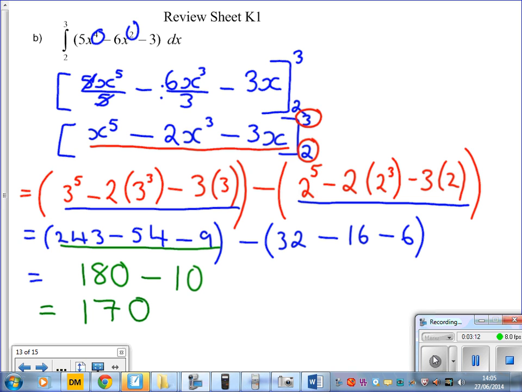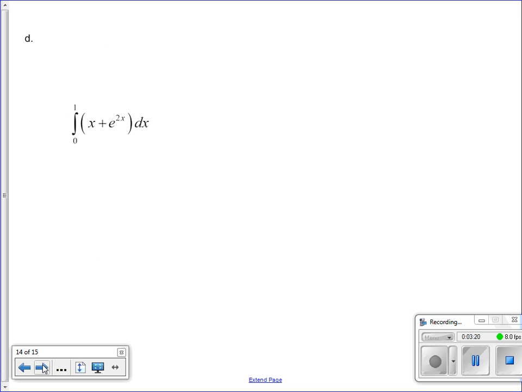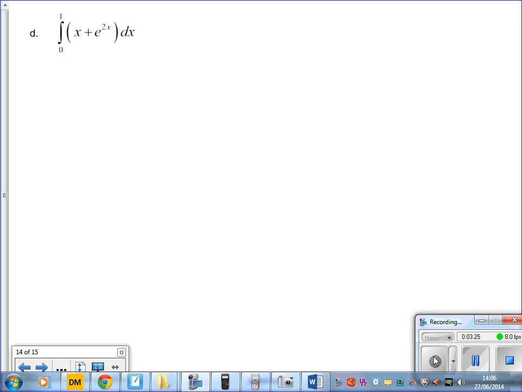Once again, I'm not doing all the questions. Question A followed a similar pattern. Okay, the next question that we'll look at is D. So I'm going to start off integrating this term, the x term. So that's like having x to the power of 1. So I'm going to add 1 to the power to get 2 and divide by my new power.